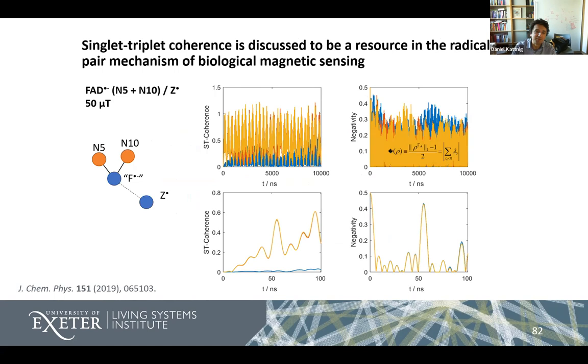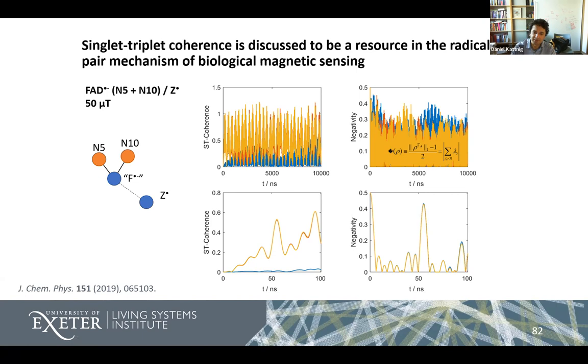Another question that has been raised often is, does entanglement in radical pairs play a role? For example, the singlet state is certainly one of the Bell states, so it's a maximally entangled state, which suggests that maybe there is something to be gained from this. And here we have investigated this. The right plot shows negativity, which is a measure of the entanglement, and the left plot shows measures of singlet-triplet coherence.